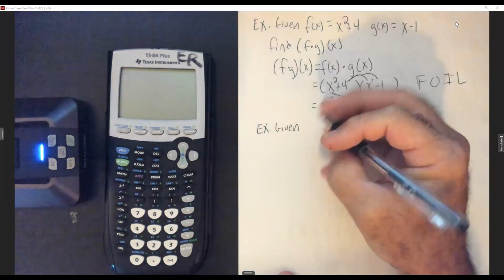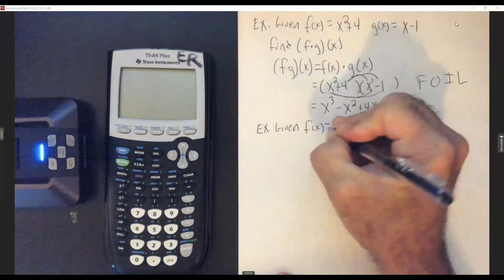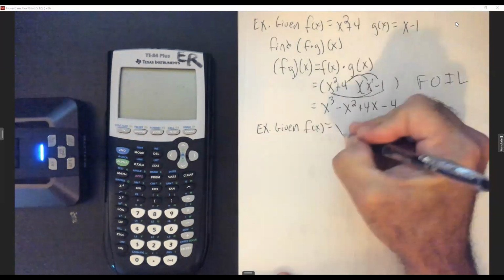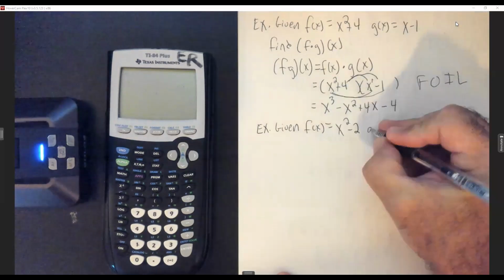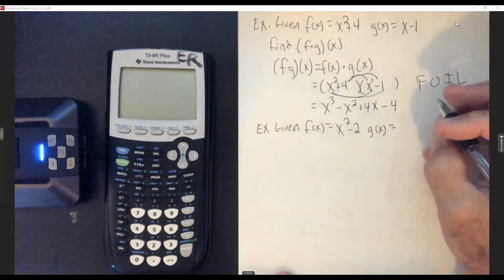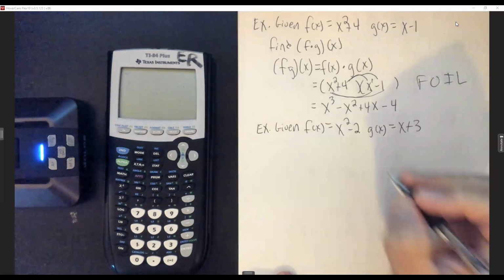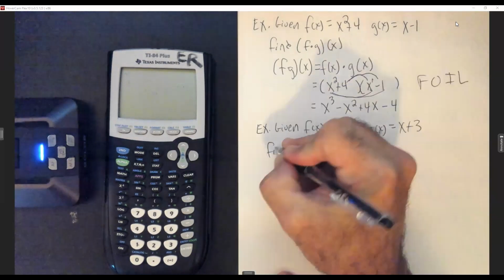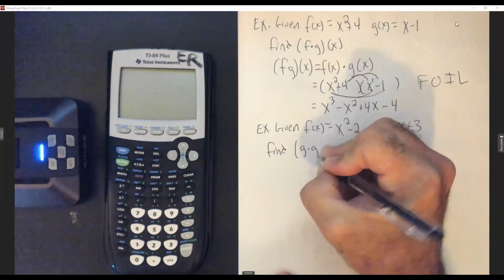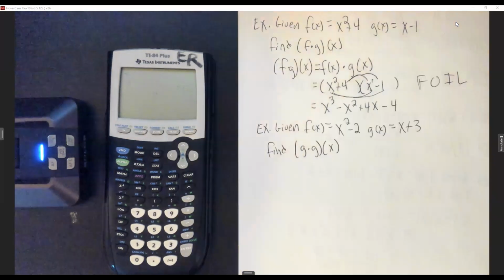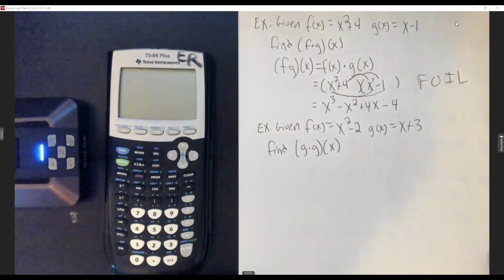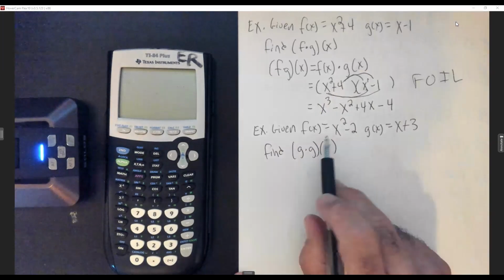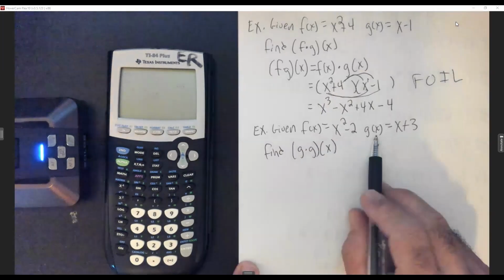All right, y'all, watch this. This has f of x equal to x squared minus 2, and g of x equal to x plus 3. They want me to find g times g of x. So they give you a whole lot of information up here, f of x and g of x, but all they want is g times g of x.